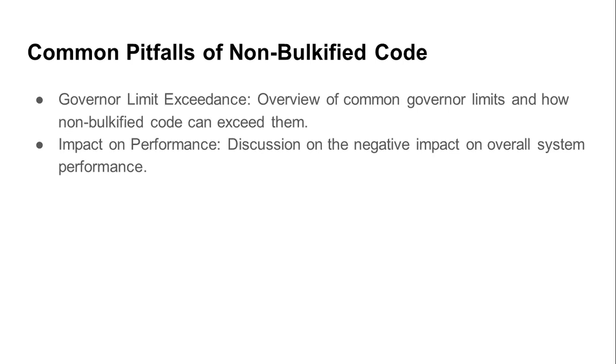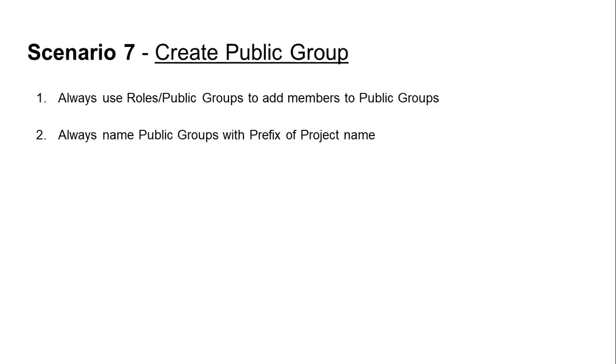The next slide is around non-bulkified code pitfalls. As we already discussed, if you don't follow bulkified code practices, you would hit the governor limits and performance would degrade. Next scenario is around creating public groups. Again, it boils down to the same thing we talked about with queues. Use roles or public groups wherever you want to add people to a group. Don't have the admin add a single person individually.